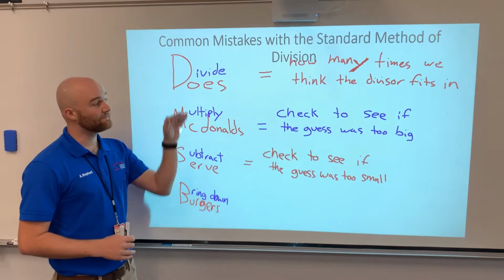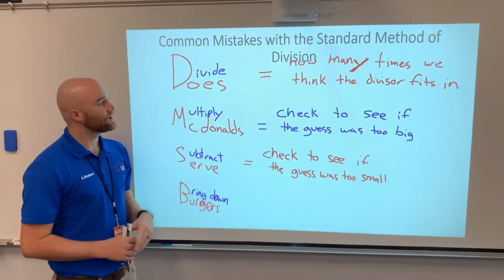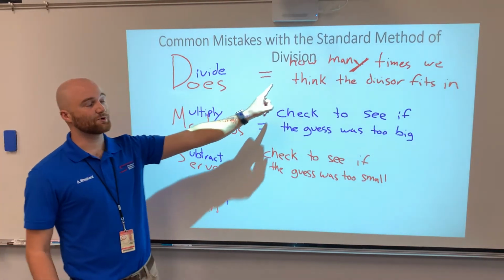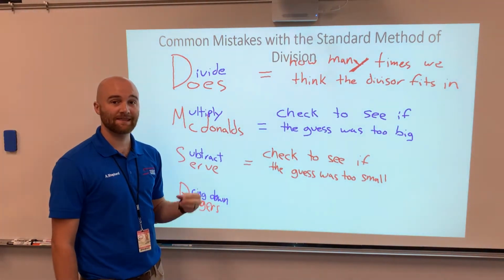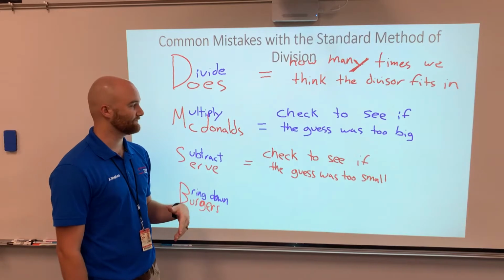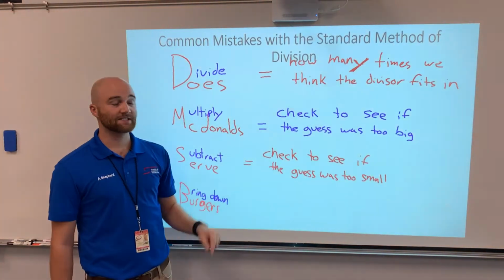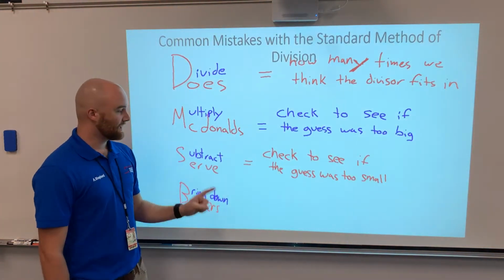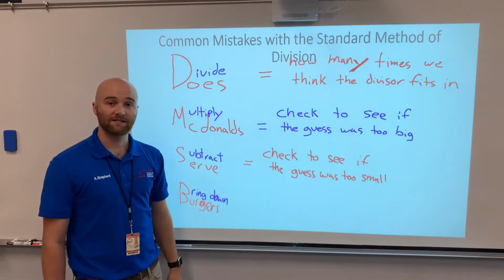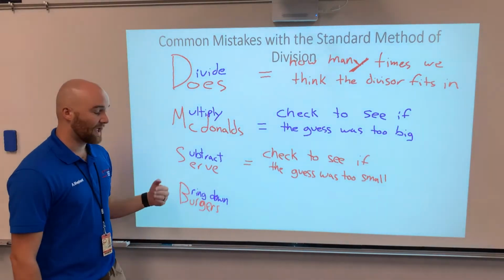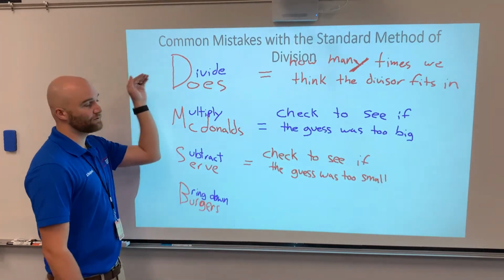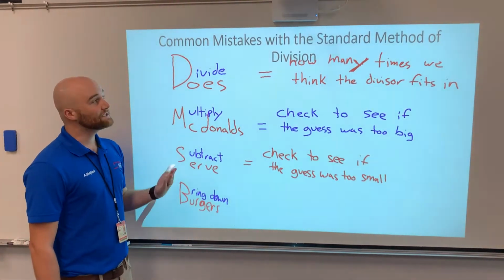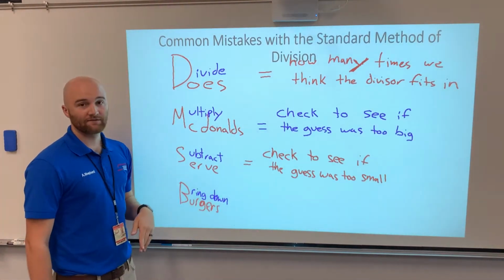And we talked about the value of each one of these steps. We said dividing is where we make a guess as to how many times we think our divisor is going to fit into that part of the dividend. Then multiplying is we check to see if our guess was too big. Subtracting is where we check to see if our guess was too small. And then if we have any numbers left, we have to bring those down and start over again. This is the standard method of division.